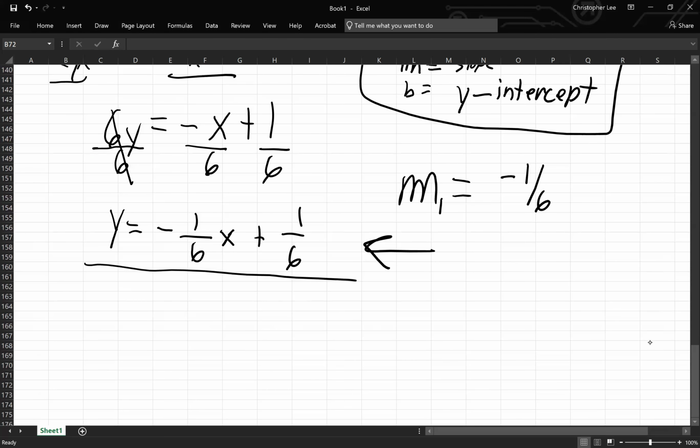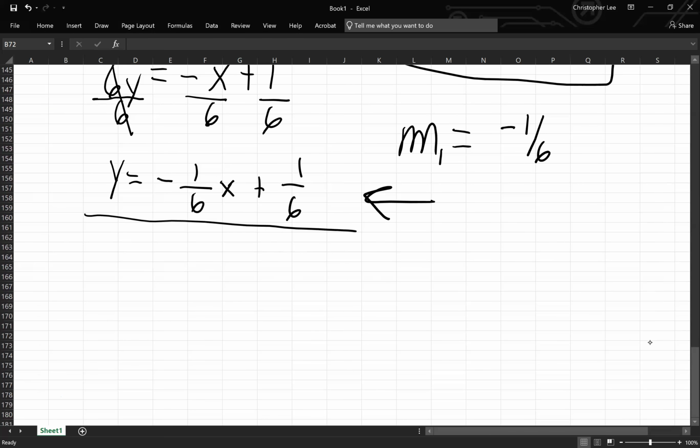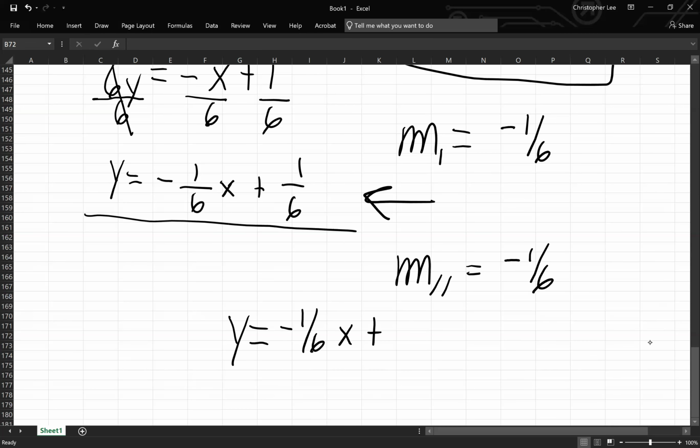So look, they asked for a what? A parallel slope, right? They want another equation of a line, but with the parallel slope, right? Parallel slopes have a product that equals -1? No, no, parallel. That's the perpendicular. They have the same slope, right? So for our second line, it's going to be what? Negative 1 over 6, right?